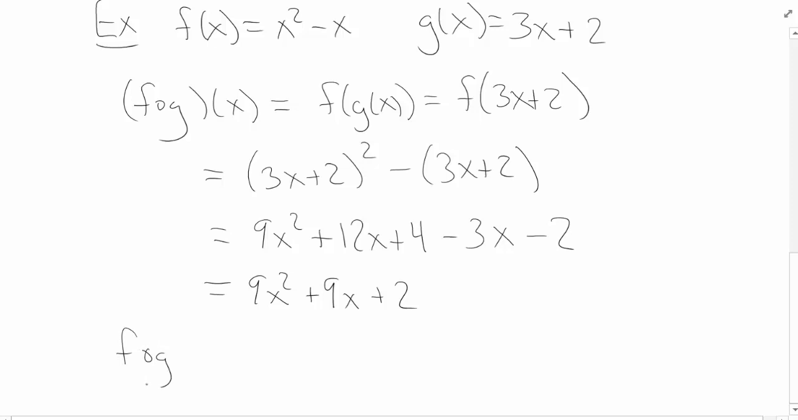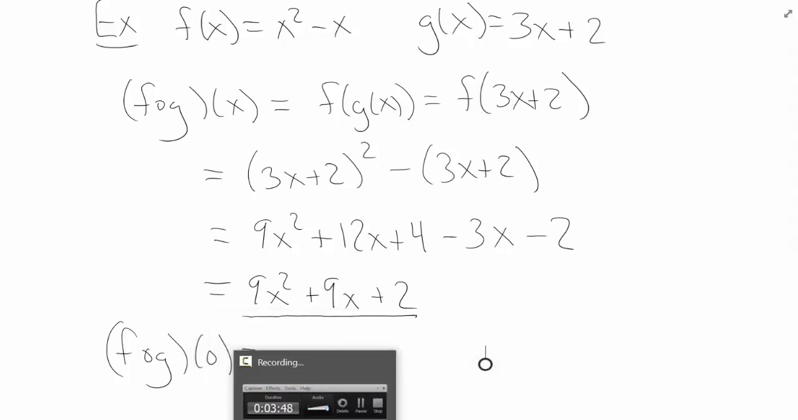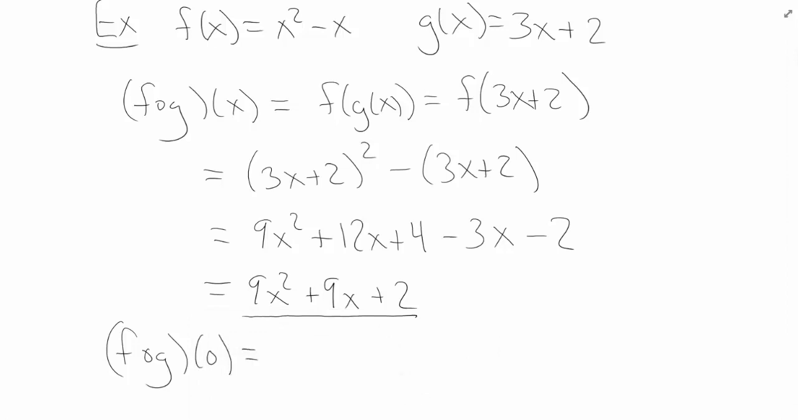So if you wanted to evaluate f composed with g of x, let's say at 0, there are 2 ways you could do it. I just found f composed with g of x, which is right here. So I could just plug in 0 into that function. So I get 9 times 0 squared plus 9 times 0 plus 2, which gives me just 2.